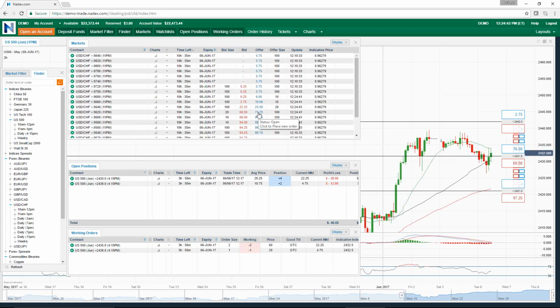So what I'm looking for is something that's below the $50 price or at the $50 price, so I can at least get a one-to-one setup or reward to risk, simply meaning that if I risk $50, I can make $50. I don't necessarily want to be risking $30 or risking $70 to make $30.